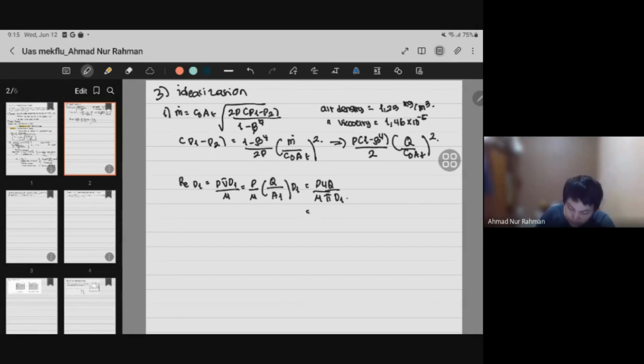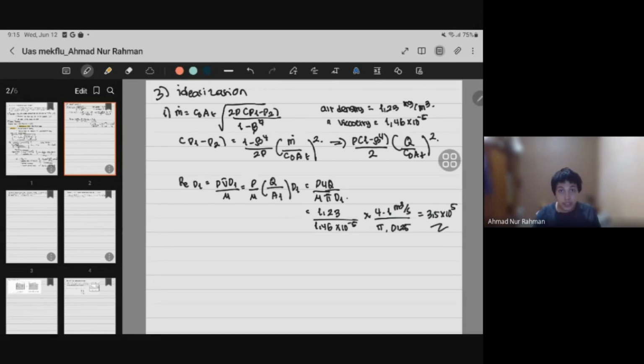So we get 1.23 over 1.46 times 10 to the minus 5 times 4 times 1, equals pi times 0.25. The equation we get is 3.5 times 10 to the 5. This is the equation for Red1.